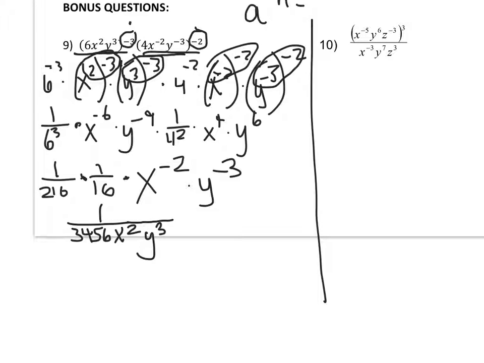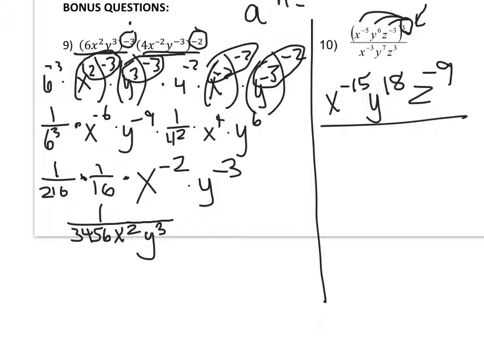All right, lastly, take a look at 10. The parentheses are only in the top. So you only have to apply this power of 3 outside to the 3 pieces inside this top parentheses. When you have a power to a power, you multiply the powers. Negative 5 times 3 gives you x to the negative 15, because negative 5 times 3 is negative 15. 6 times 3 is 18, so you get y to the 18th in the top. Negative 3 times 3 is negative 9, you get z to the negative 9 in the top. In the bottom, you don't have a power to a power situation, so we're just going to rewrite what we have.